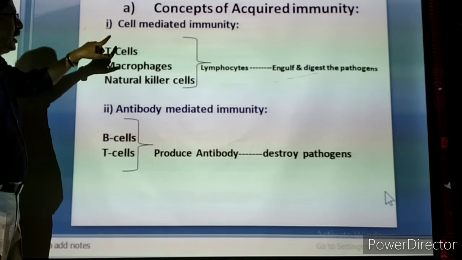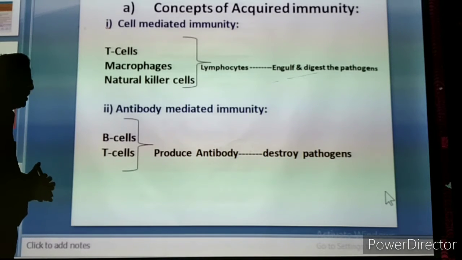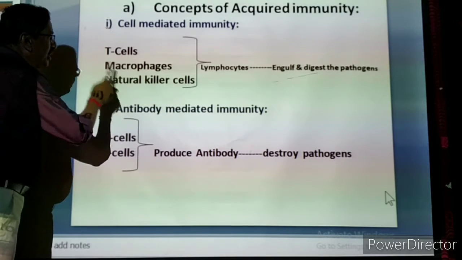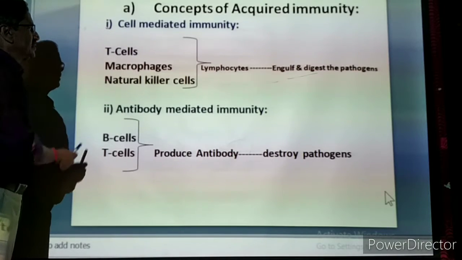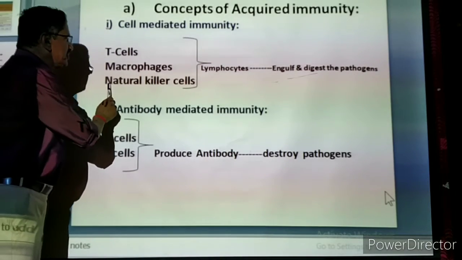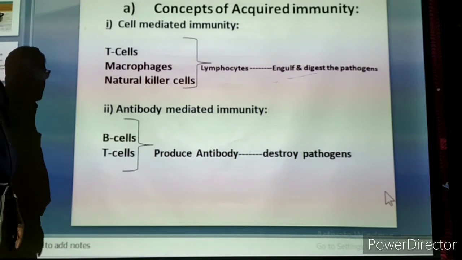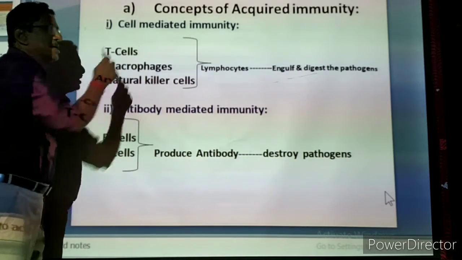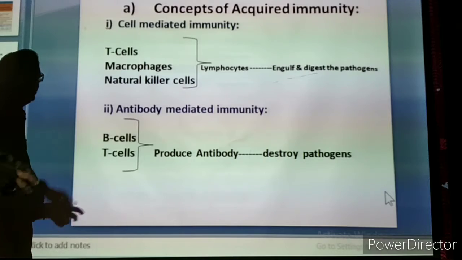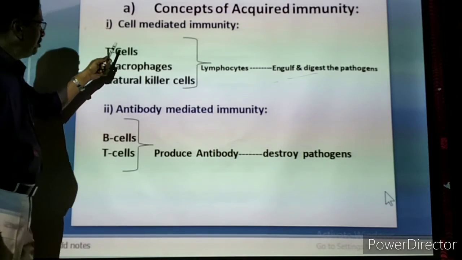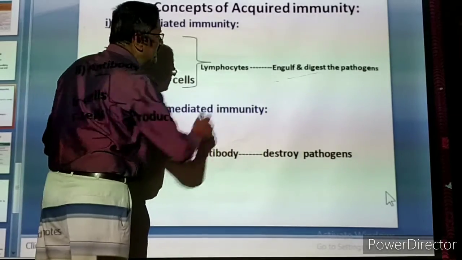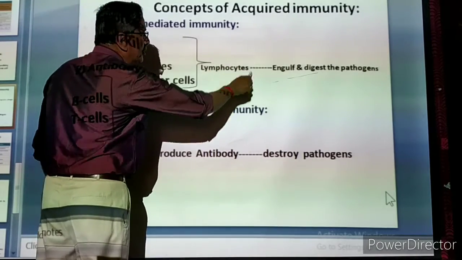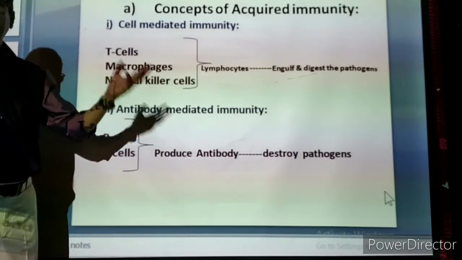We have to see. Now in the blood, 3 types of blood cells are there: RBC, WBC, and platelets. But in the WBC, 3 different types of WBCs are there. One is the T cells, another one is macrophages, the third type is natural killer cells. So 3 types of WBCs are there. They are stimulated when the microorganisms are entering. Any type of microorganism, when entering, activates the 3 cells. Immediately the 3 cells are making the lymphocytes. Lymphocytes are another type of white blood cell. Lymphocytes are stimulated and they are produced in enormous numbers.